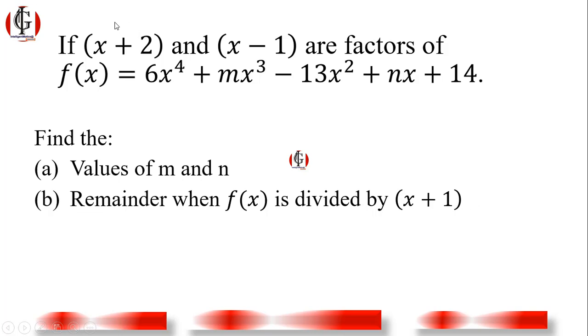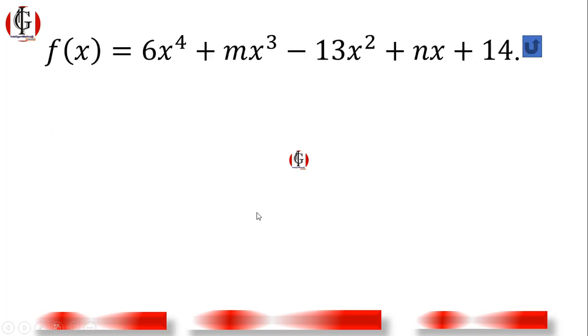The question says that if x plus 2 and x minus 1 are factors of the polynomial 6x raised to the power 4 plus mx raised to the power 3 minus 13x squared plus nx plus 14, find the values of m and n, and the remainder when f of x is divided by x plus 1. Let's look at the question. We have this polynomial 6x raised to the power 4 plus mx raised to the power 3 minus 13x squared plus nx plus 14.